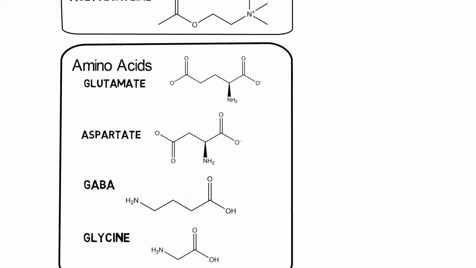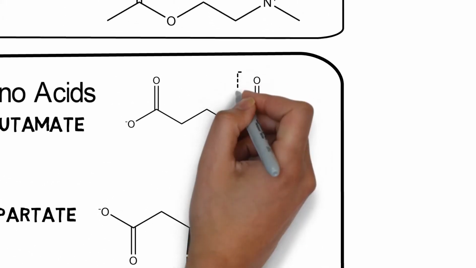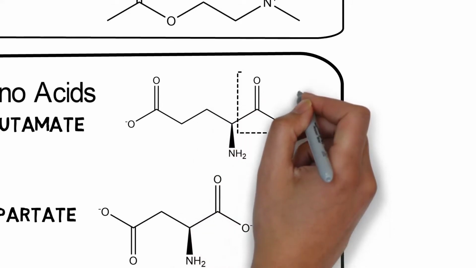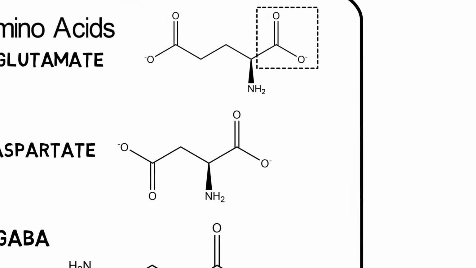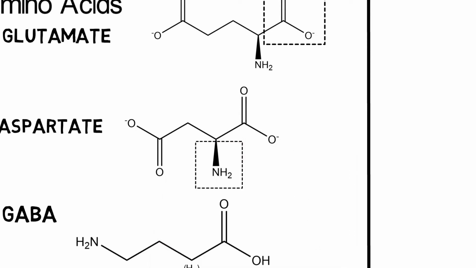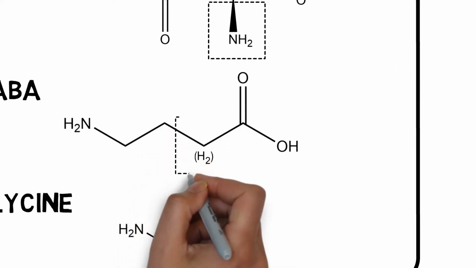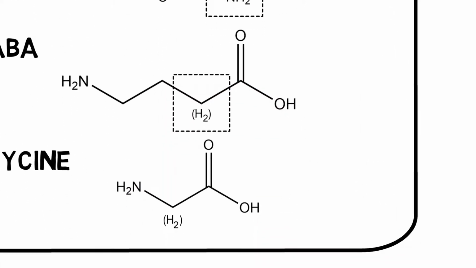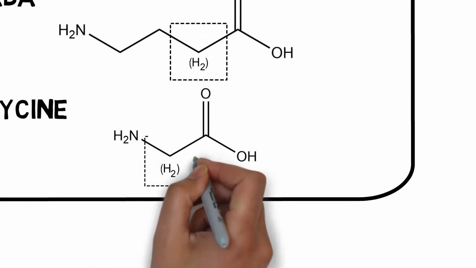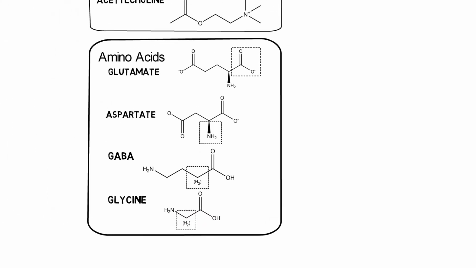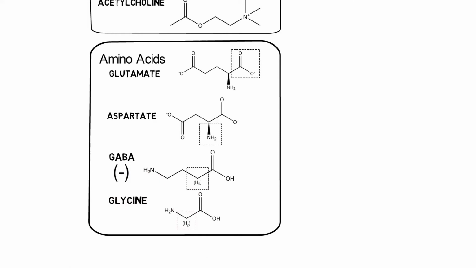They all have the same basic structure of a central carbon atom surrounded by a COO- group, an amine group, an H+ group, and an R group particular to the amino acid. GABA is the main inhibitory transmitter, and glutamate is the main excitatory transmitter in the brain.